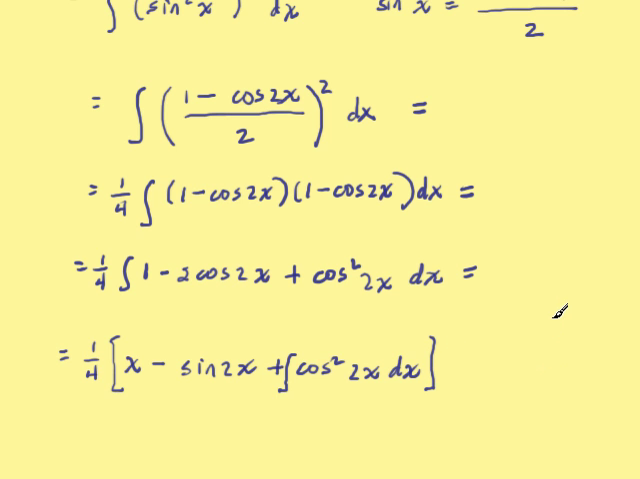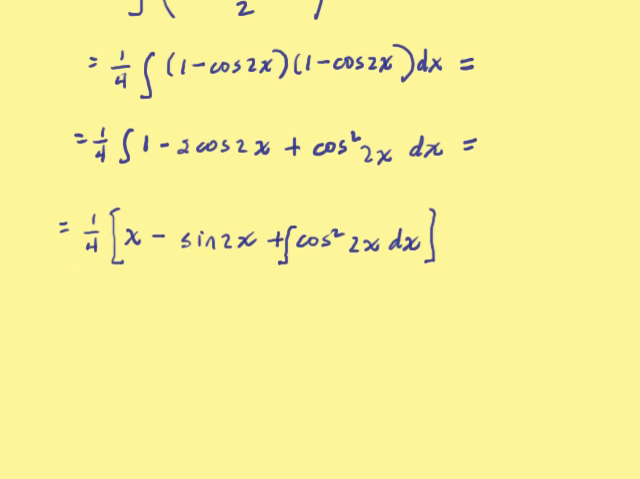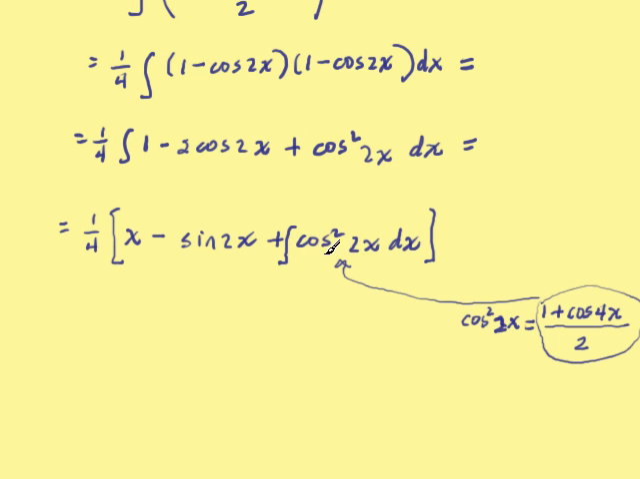What we're going to do is use that same trig identity again with a little variation since we have a 2x here instead of an x. So let's write that on the side. Cos squared 2x is equal to 1 plus cosine, and instead of 2x we just double this and write 4x: 1 plus cos 4x over 2. This is what we're going to substitute for cos 2x.